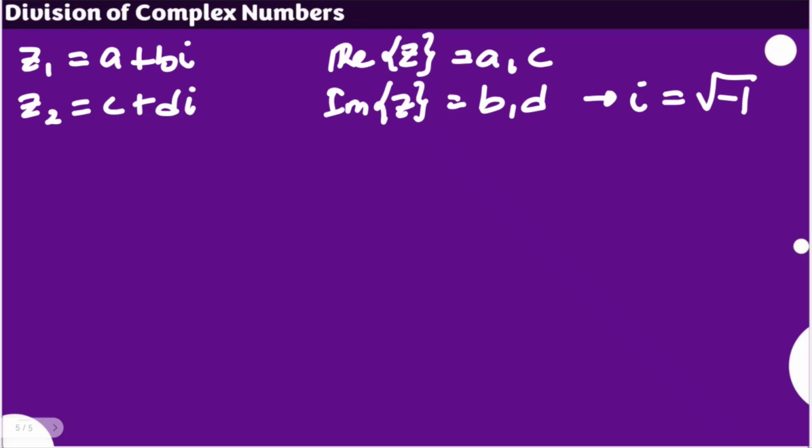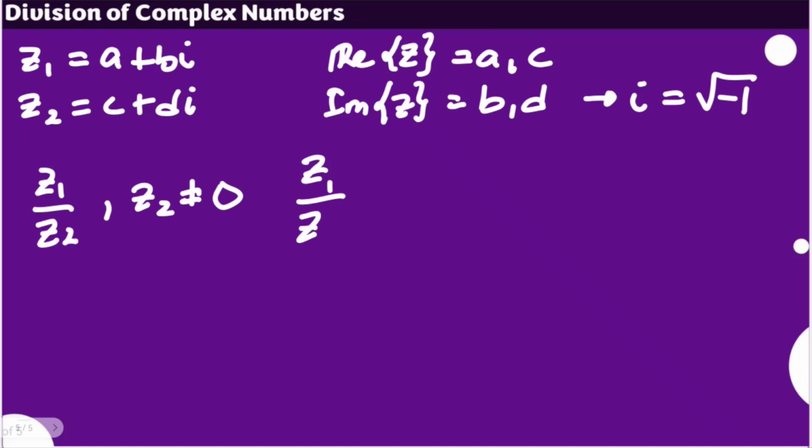Now, for the division of our complex numbers, z sub 1 over z sub 2, it's very important that z sub 2 can no longer be 0. So now let's illustrate z sub 1 divided by z sub 2 using the given representation. You have a + bi over c + di.